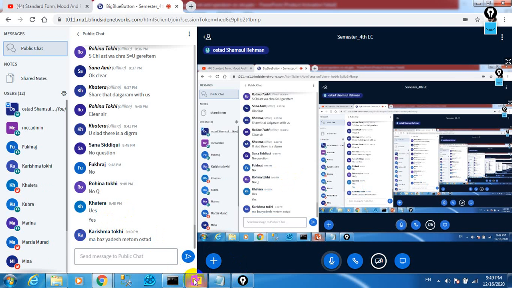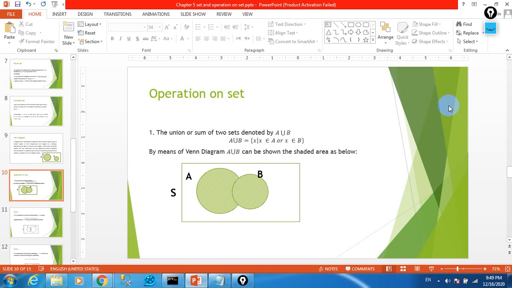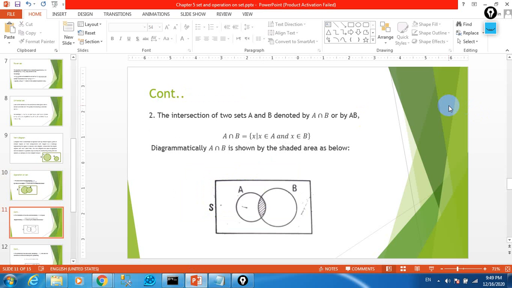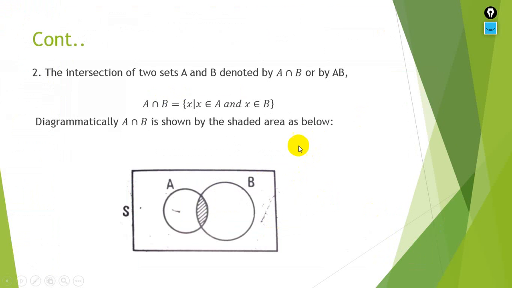Okay, so now we have the next diagram, for the intersection. So what is the intersection? The intersection of two sets means, look at this, A intersection B is represented by this.